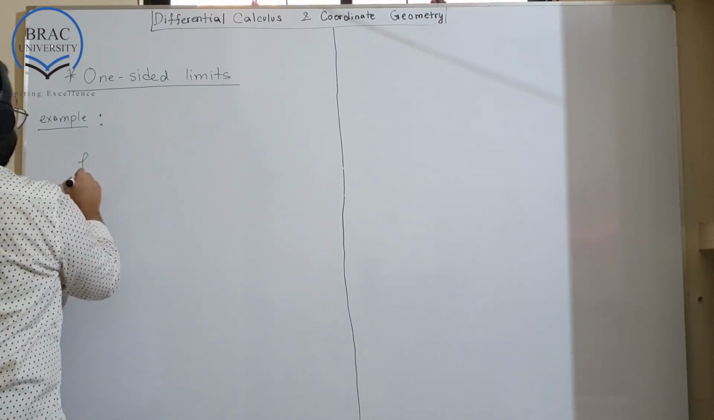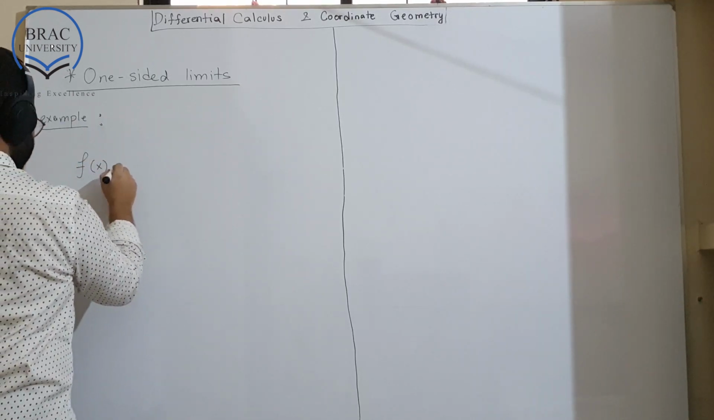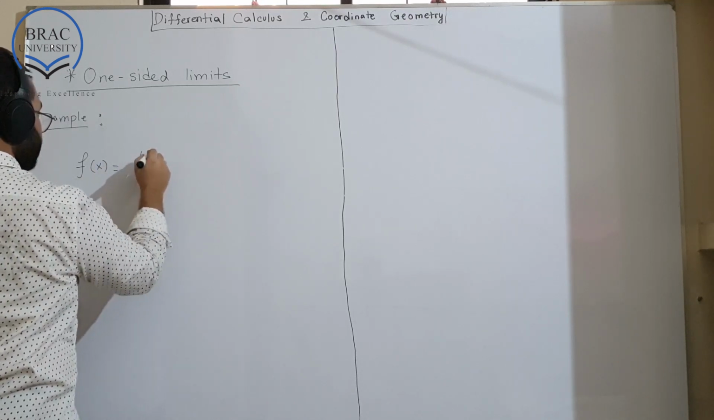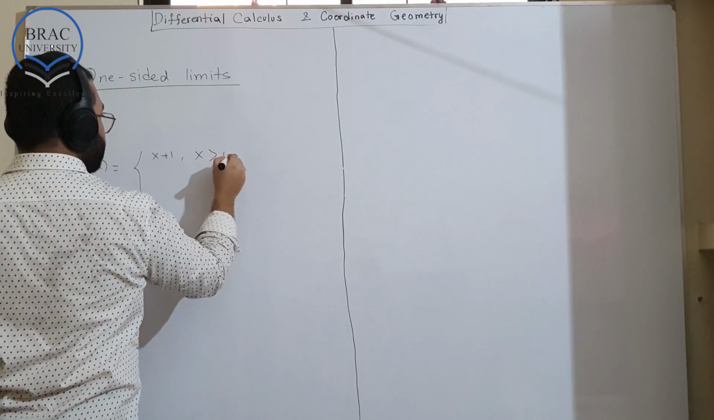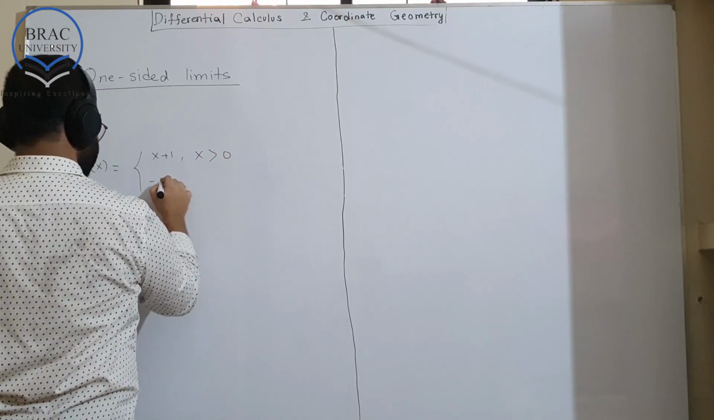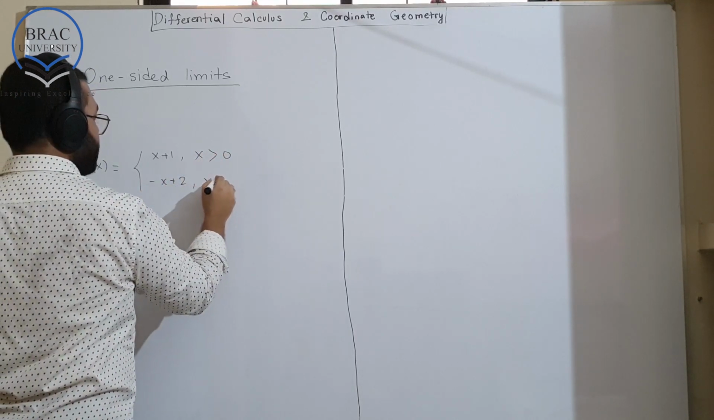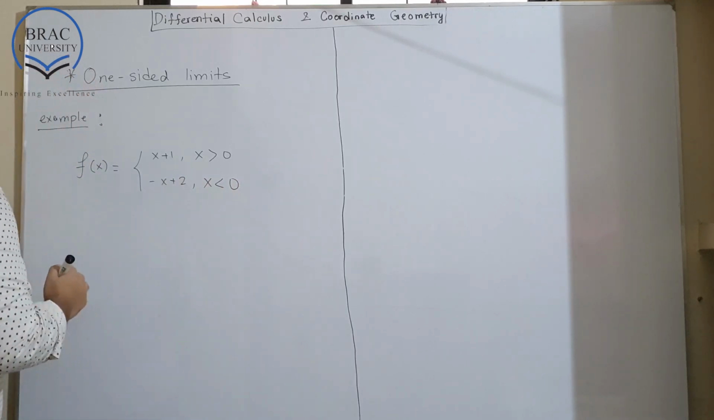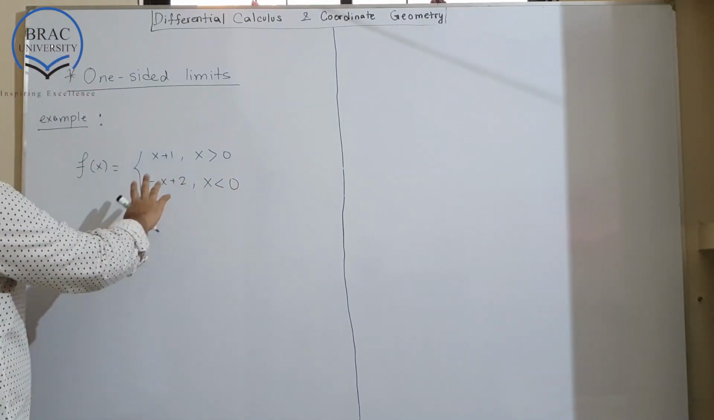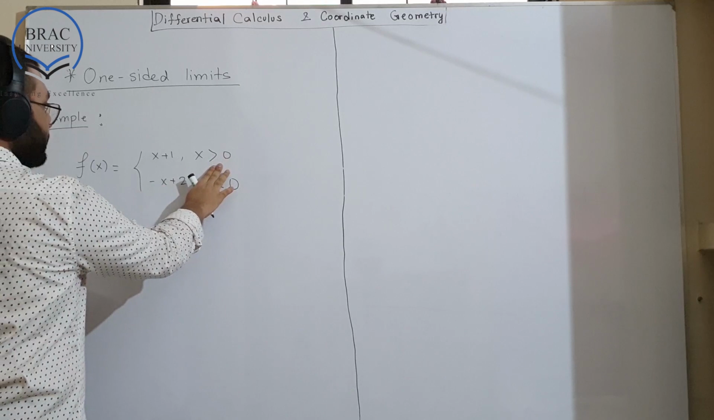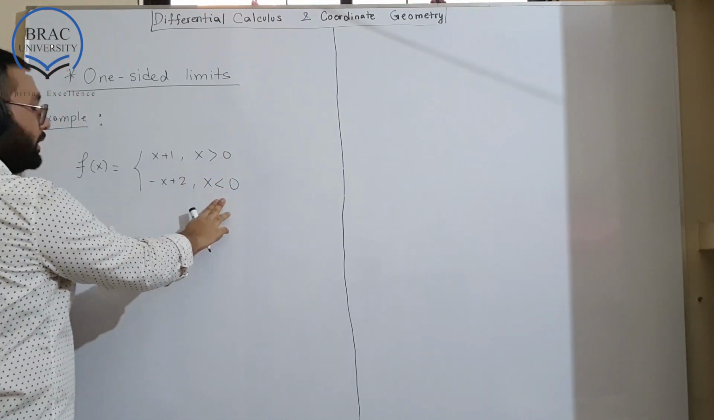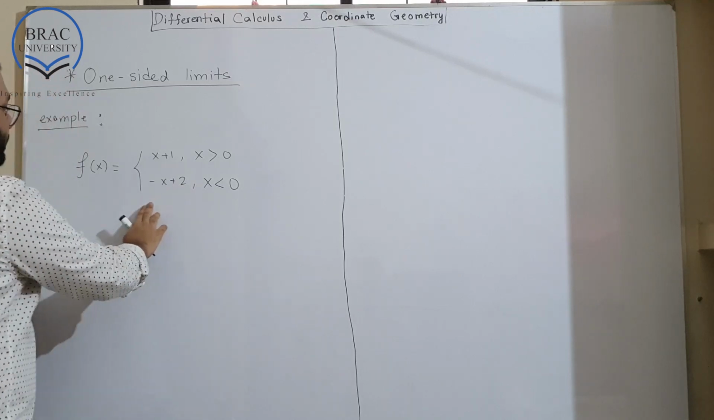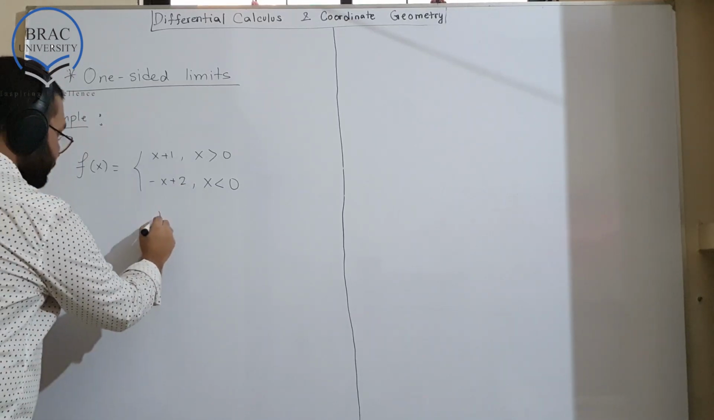Consider the piecewise function, and minus x plus 2 when x is less than 0. Piecewise functions have different values on different intervals. When x is greater than 0, it's x plus 1. When x is less than 0, it's minus x plus 2. Let's draw the graph of it.